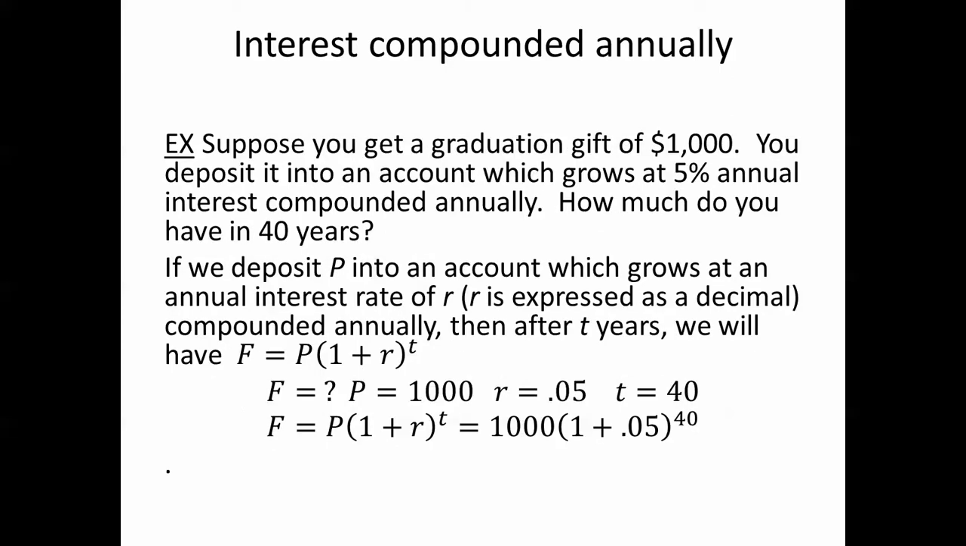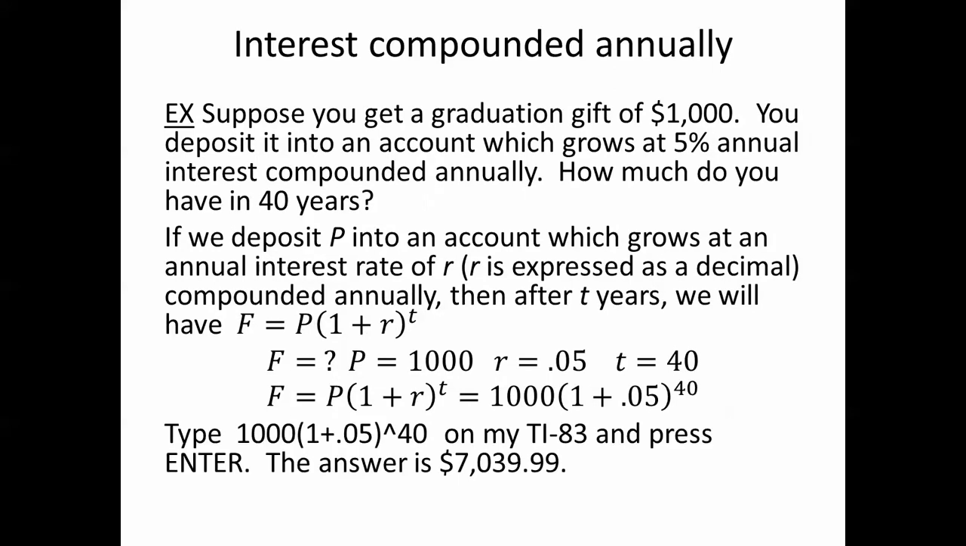So P times (1 plus R) to the T, in other words, it's 1,000 times (1 plus 0.05) to the 40th. If you type that onto your TI-83 or whatever calculator you have, press enter, you get $7,039.99. That's cool. You deposit $1,000, let it sit for 40 years, and you end up with roughly $7,000.